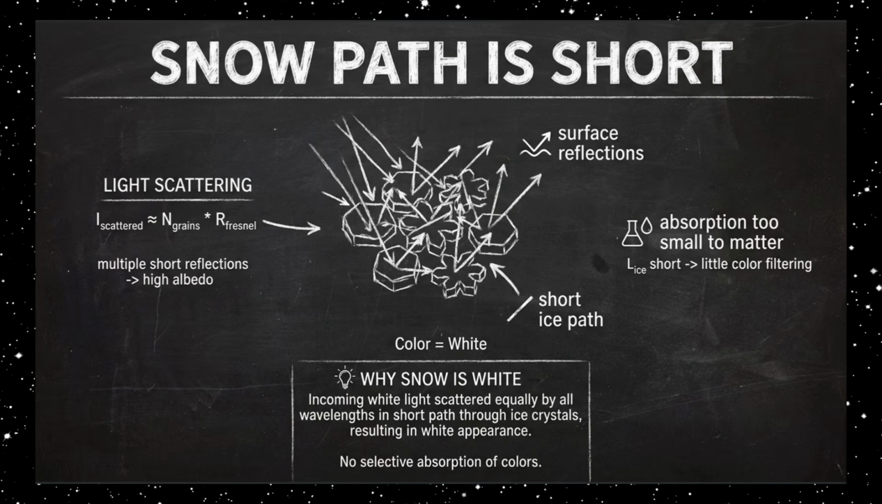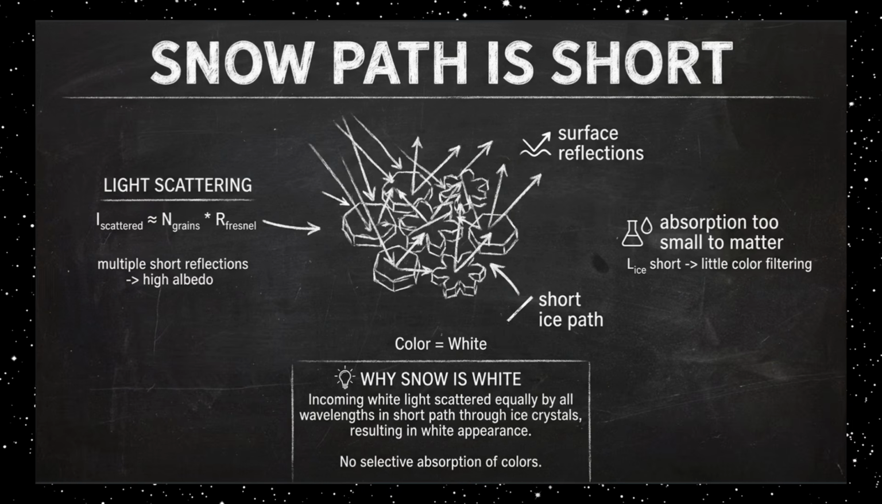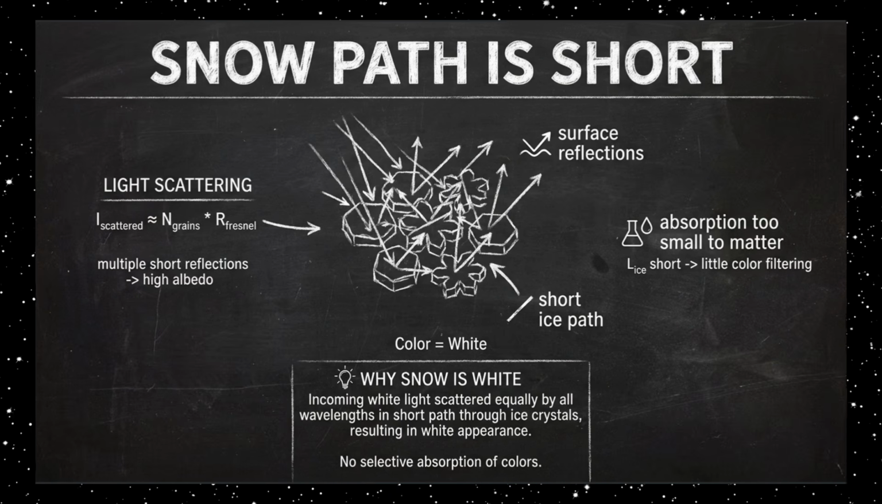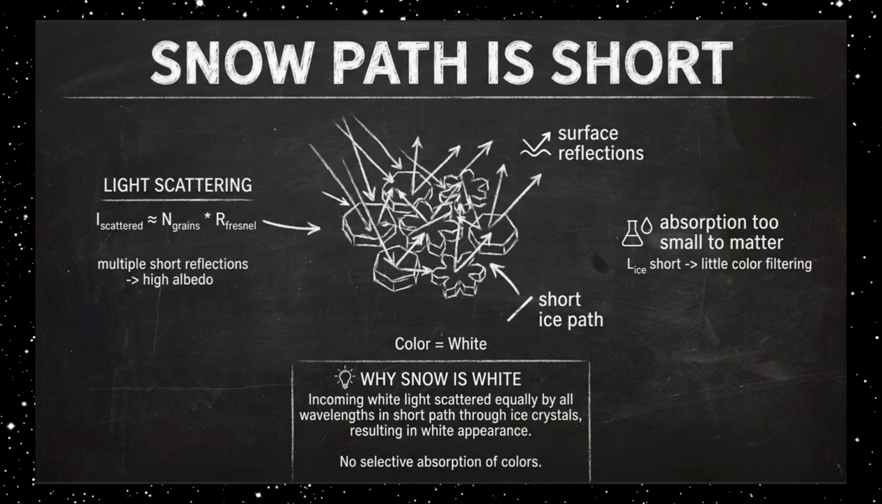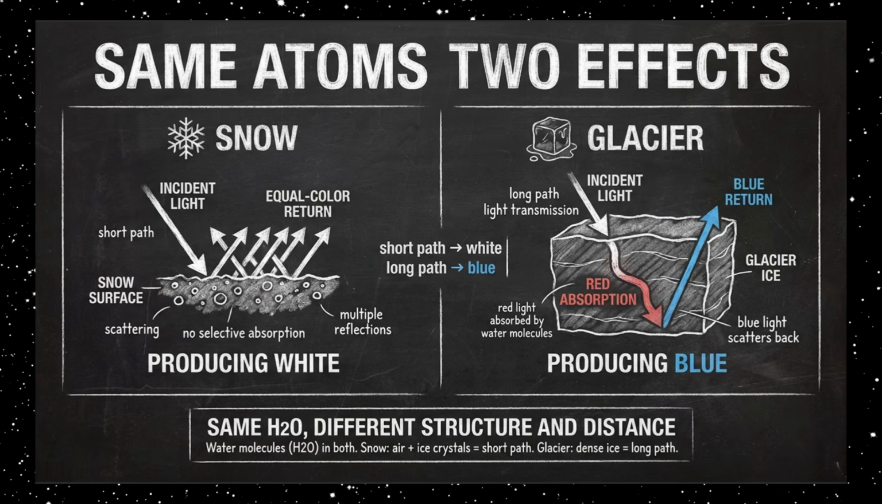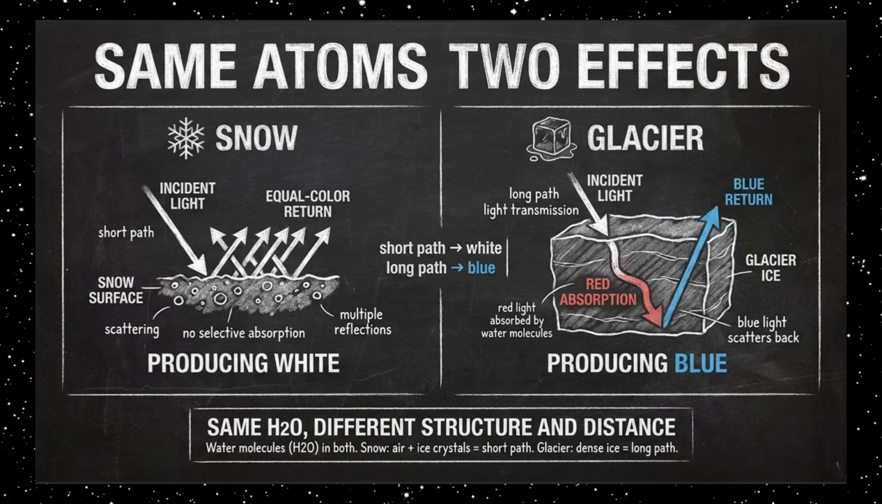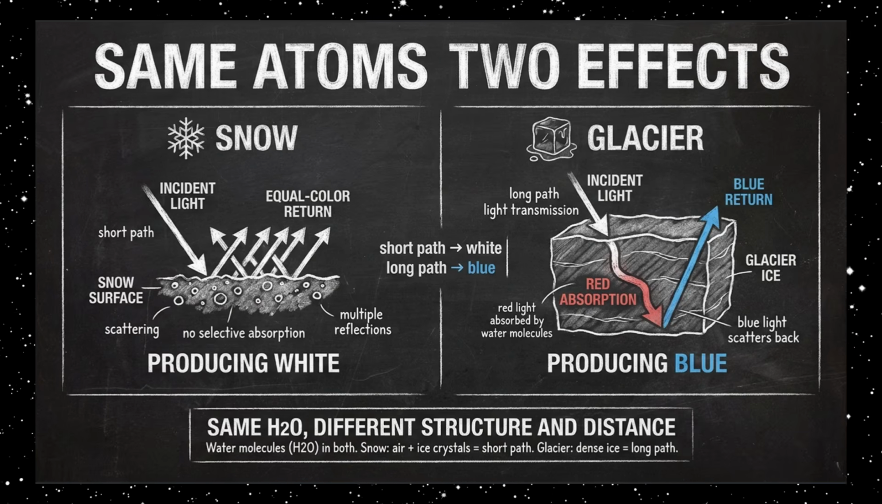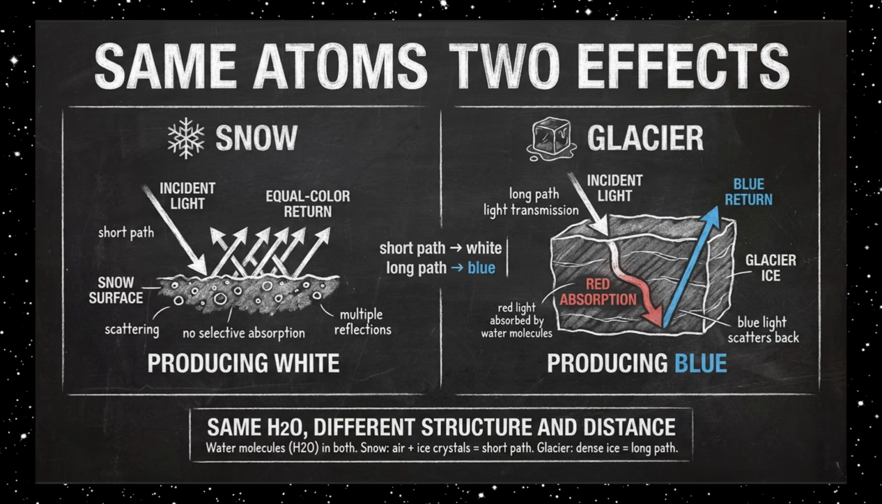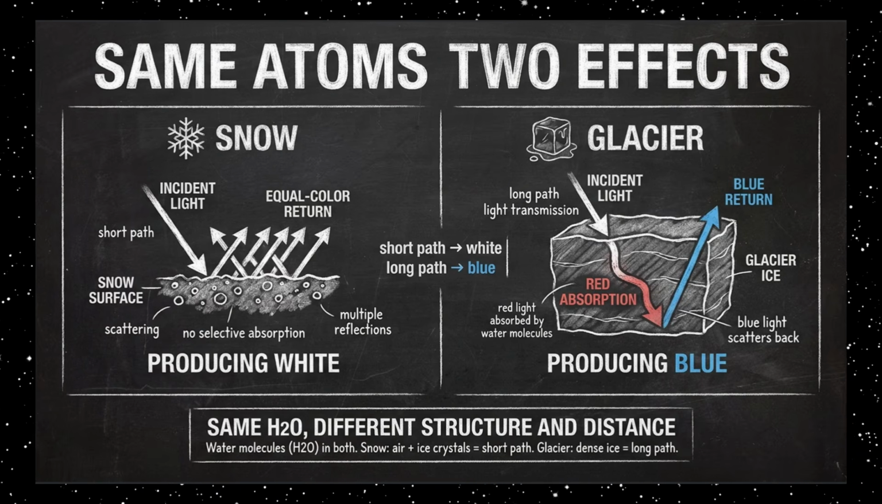The answer is that in snow, the light does not travel through that much ice. It bounces off of surfaces and gets reflected back out before it goes very far. The total path length through the ice is short. So the absorption is too small to matter, and you get white. But in a solid glacier, the light has to travel a long way before it finally finds a boundary that sends it back. And during that long journey, the red gets eaten.